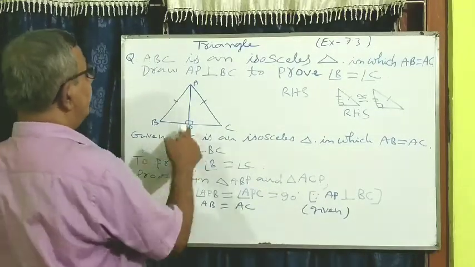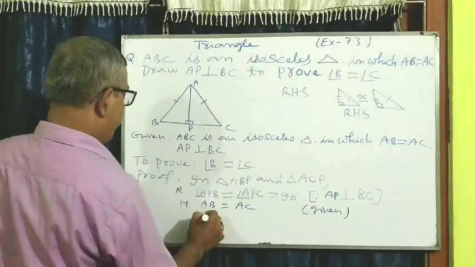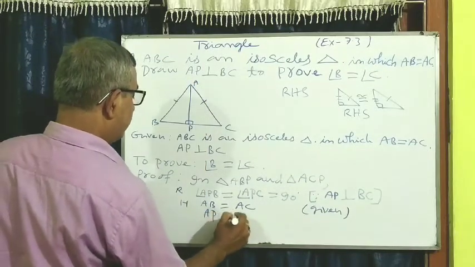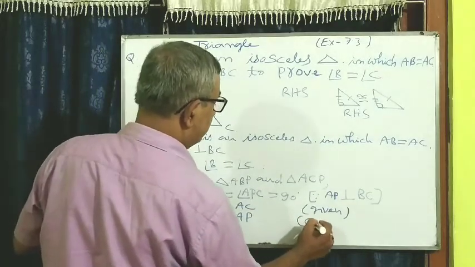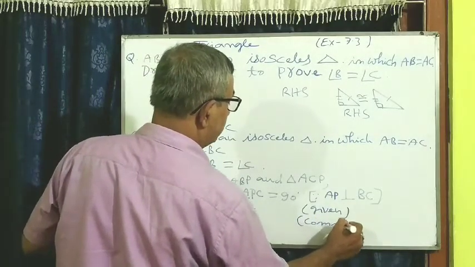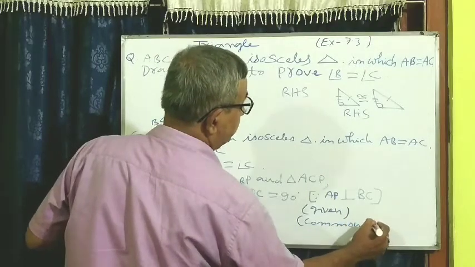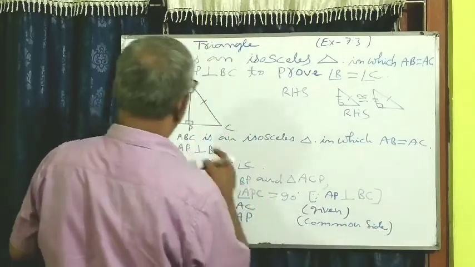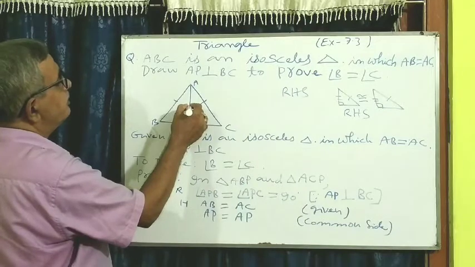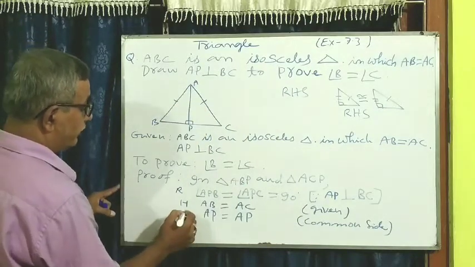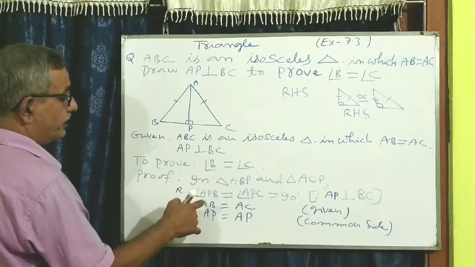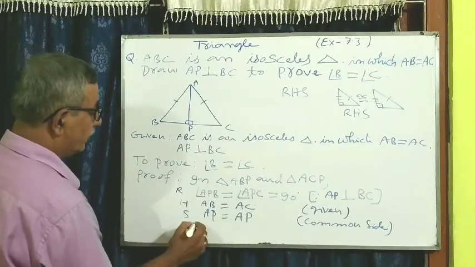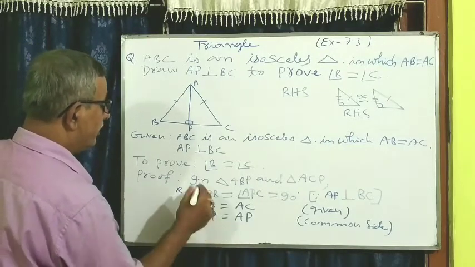Again you see one more thing. AP is equal to AP. Why is it so? Common side. Because it is in both triangles, so it must be equal. So it became what? Right angle, hypotenuse and side. So these two triangles became congruent.